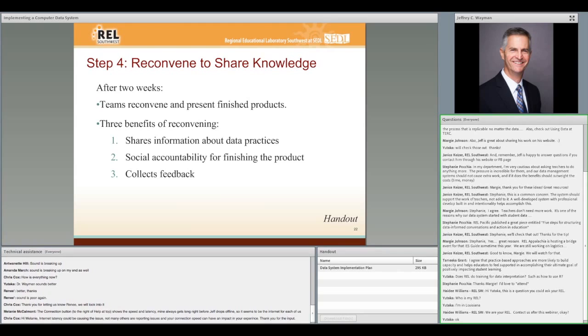So in step 4, now they've done their work. It's been 1 or 2 weeks, and they come back to share what they did. So everybody comes back and presents their finished products, whatever those are. There are a lot of ways that you can do this. You could have them give presentations in a monthly principal meeting. You could use Doug Reeves' idea of an adult science fair, where you put them in the multi-purpose room and everybody's got a poster presentation.